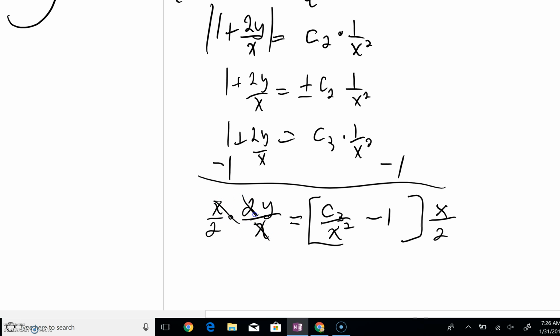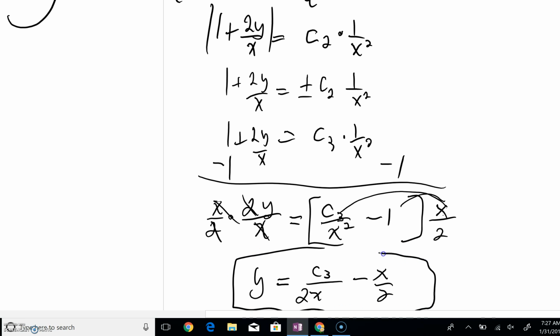Here the x's cancel, the 2's cancel, and as we distribute over this way, we'll have a constant. You could call that c3, or you could just call it a c if you would like. One of the x's cancels down below, but you'll also have a 2 down below. And then right here, as we distribute x over 2 to the 1, we have minus x over 2. So that's going to be our final answer.